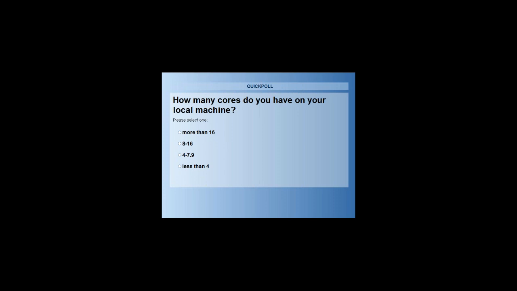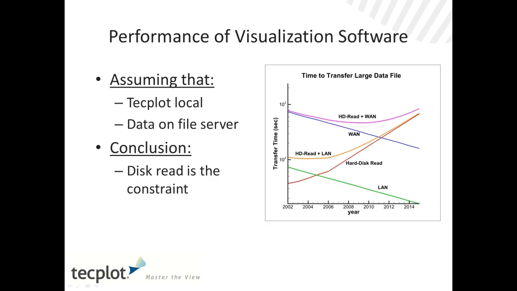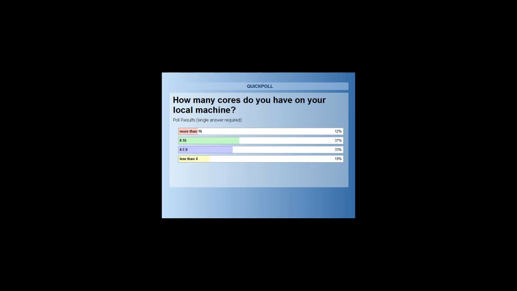We'll leave that open for just a second, and it looks like we have 78%. I'll go ahead and close that poll and share the results with you very quickly. A couple of things to point out. It looks like more than 16 is a significant number. About 12% of you have quite a few processors locally.